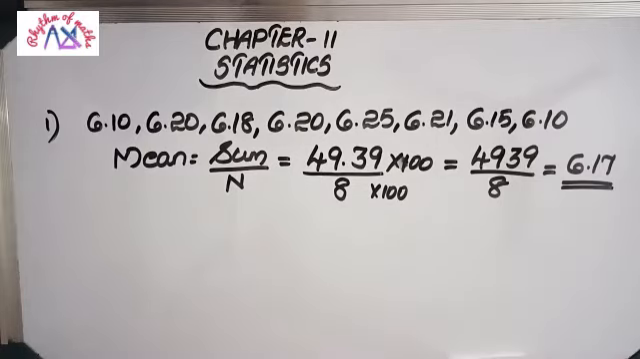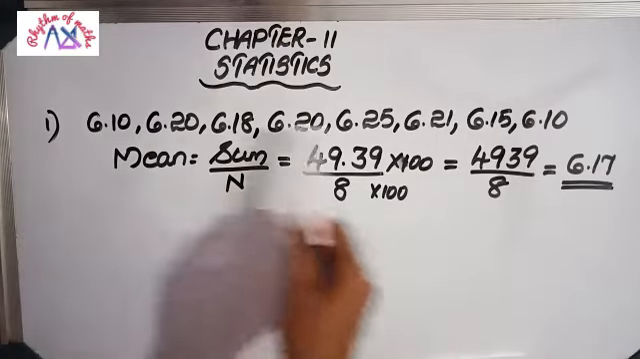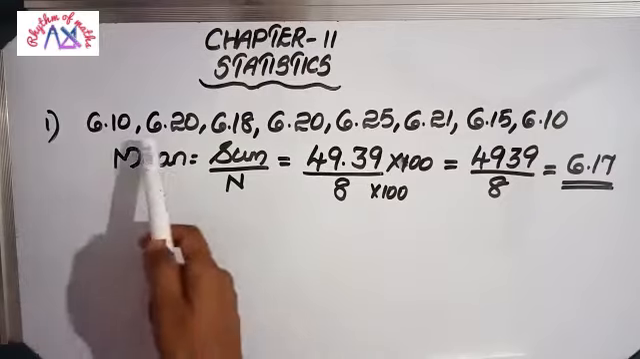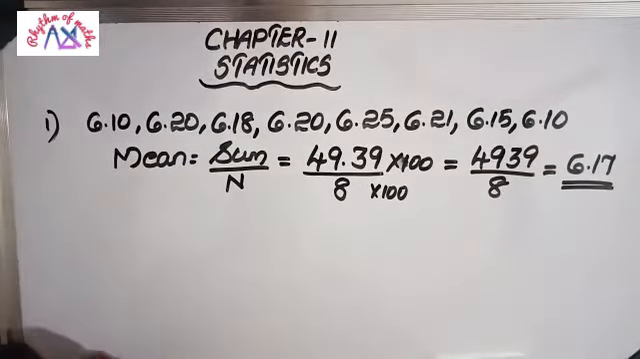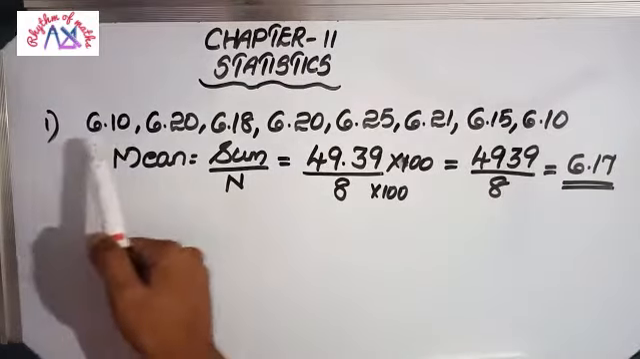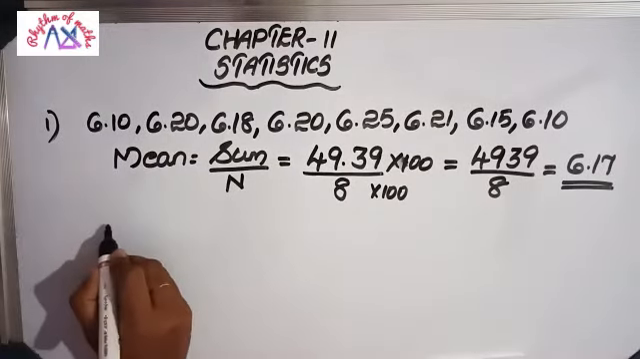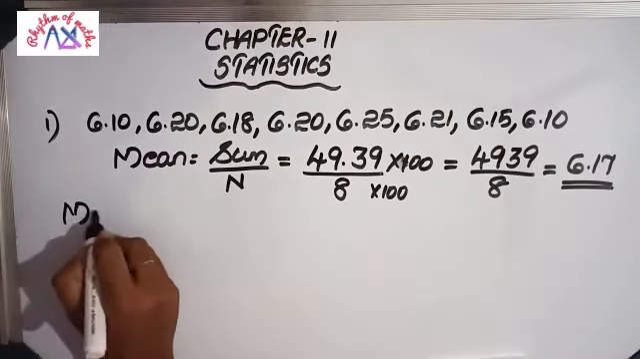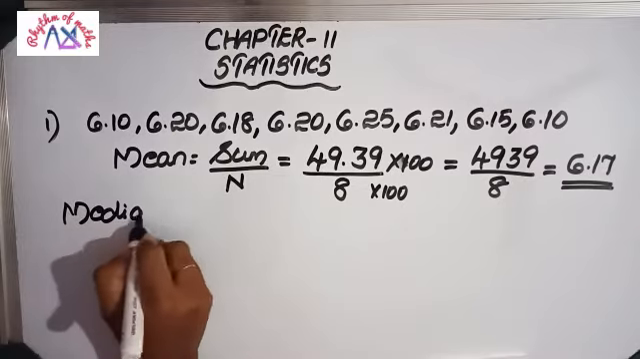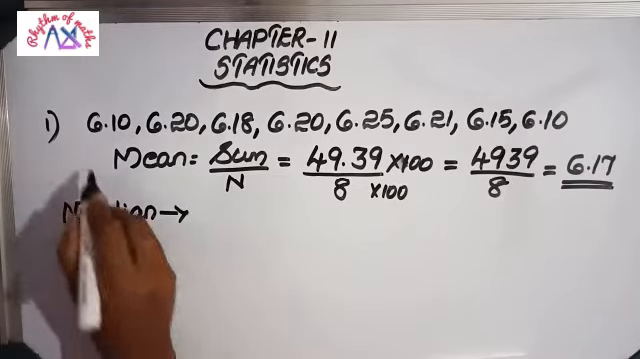So in order to find the median, first of all we need what? Ascending order. We need to arrange the values in ascending order. So first let's arrange in ascending order. Which one is the least value? Here the smallest value is 6.1. So let's write, we are going to find the median. Median means first arrange in ascending order.